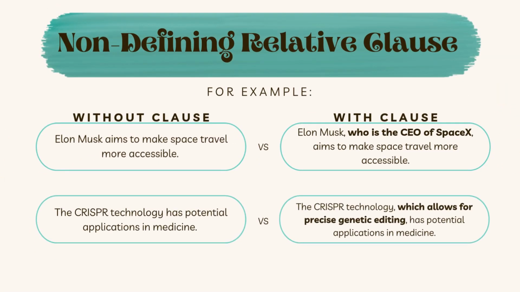Now that we have mastered defining clauses, let's move on to non-defining clauses. These are a bit different. They add extra information to a sentence, but that information isn't essential for the sentence's core meaning. For example, Elon Musk aims to make space travel more accessible. This sentence is clear on its own, but we can add a non-defining clause to provide additional detail. Elon Musk, who is the CEO of SpaceX, aims to make space travel more accessible. Notice the commas around this clause, who is the CEO of SpaceX. That's what makes it non-defining.